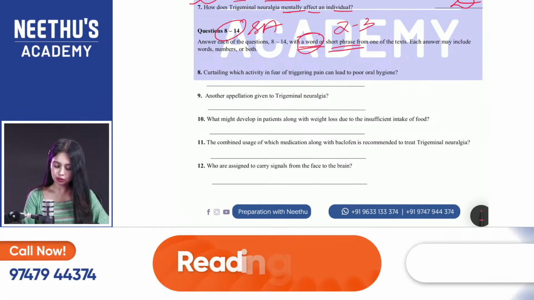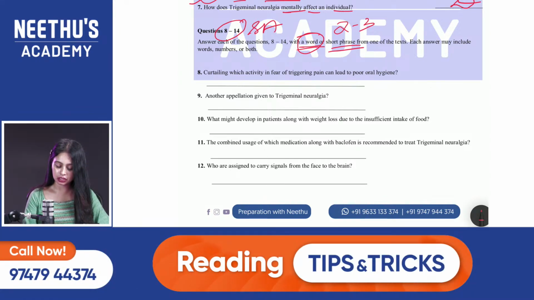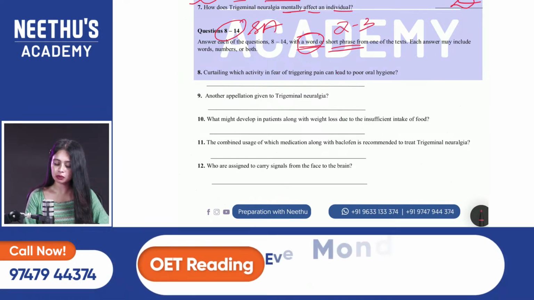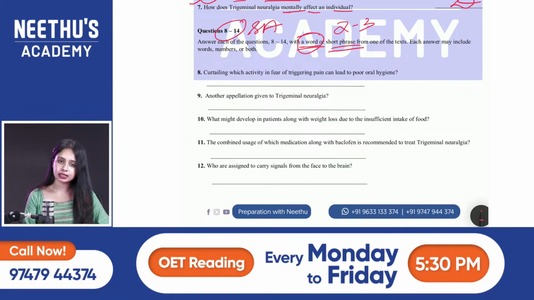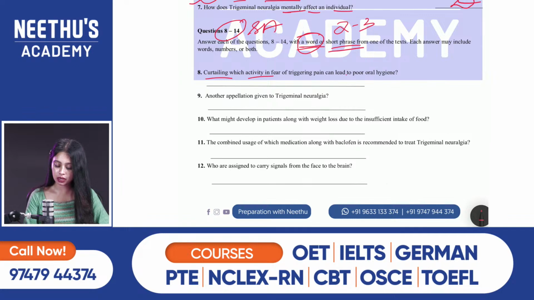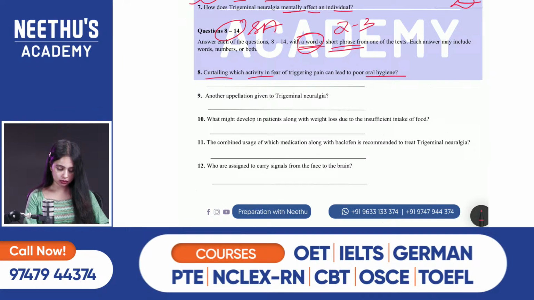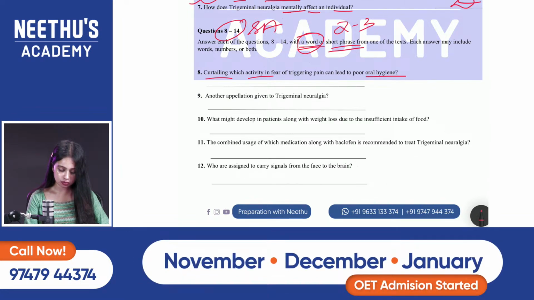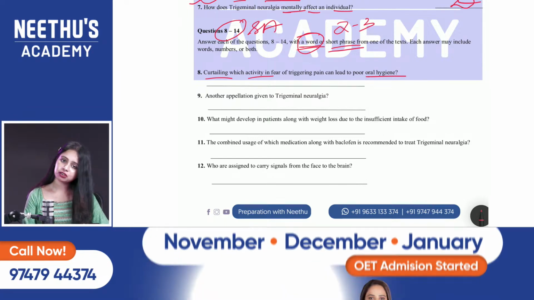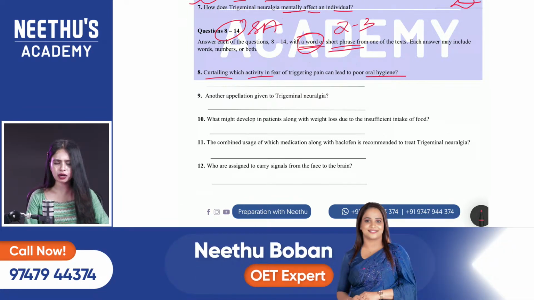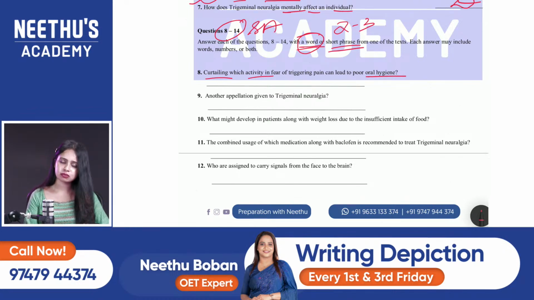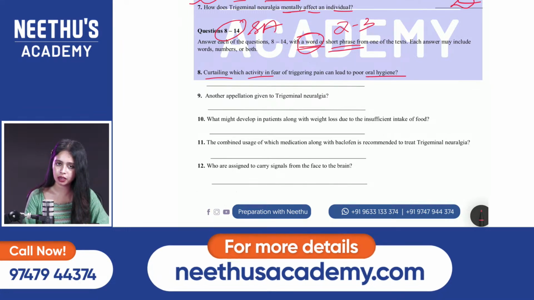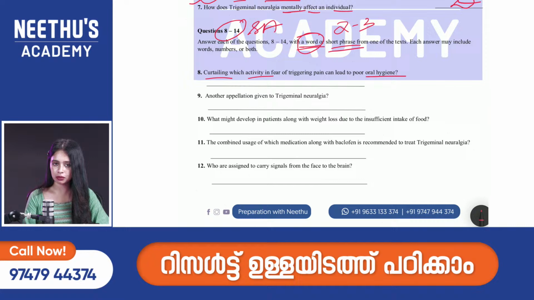Okay, so I'm just jumping to the second set of questions, which is short answer questions. So first one, curtailing which activity in fear of triggering pain can lead to poor oral hygiene. So my keywords: curtailing, activity and oral hygiene. Oh, yes, Dhanalakshmi, Dilu, Nimmi, Vineet. Okay, Sanila, very good, 7 out of 7. And Sansi, Monida, pretty good. And you guys have just started, we have time. So please do follow all the instructions which I'm saying. Definitely you can score 7 out of 7 next time.